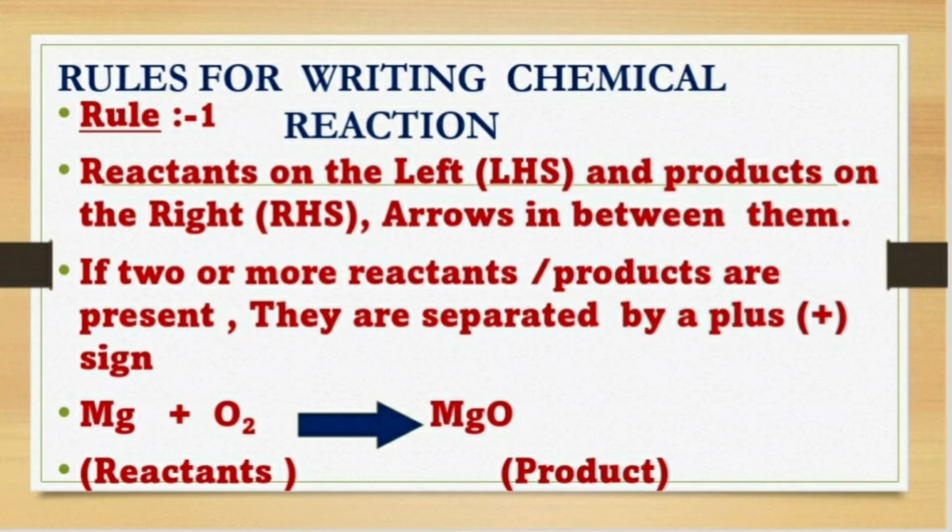Let's see some rules for writing a chemical reaction. Rule number 1. Reactants on the left and products on the right, and arrows in between them. If two or more reactants or products are present, they are separated by a plus sign. For example, Mg plus O2 gives MgO. Here magnesium and oxygen are reactants which are written on the left, and magnesium oxide is a product which is written on the right. And arrows are given in between them.